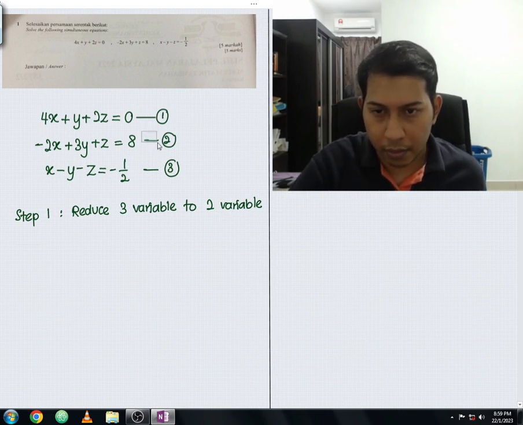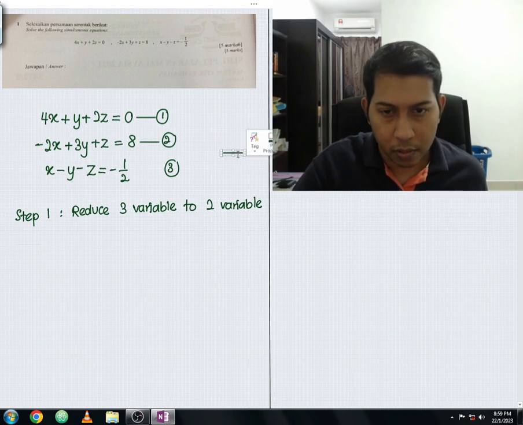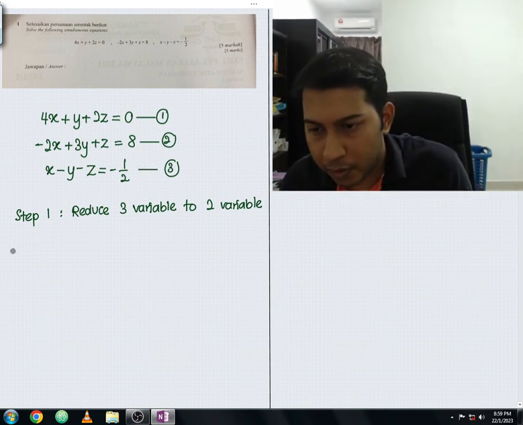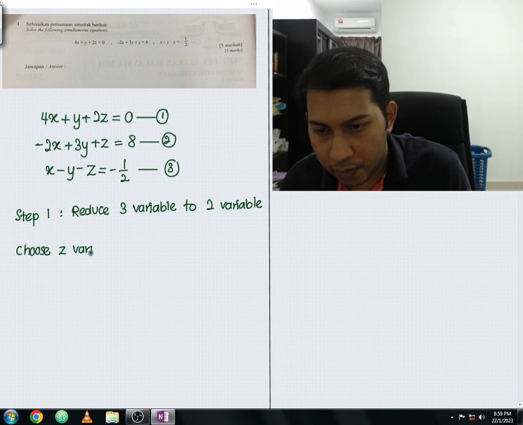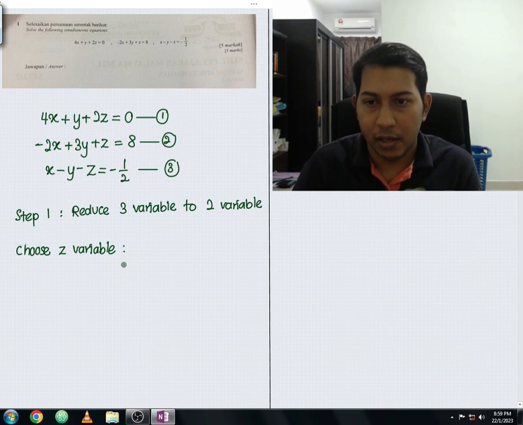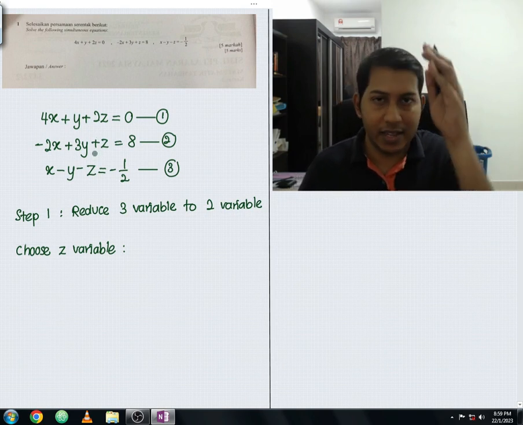Okay, so let me just copy this. Okay, so from here we're going to choose to eliminate the z variable. Okay, so let me write the working here. Choose z variable. Okay, so since we're going to eliminate the z variable, how are you going to eliminate the z variable? Okay, make sure that the coefficient is the same so that you can easily eliminate them.